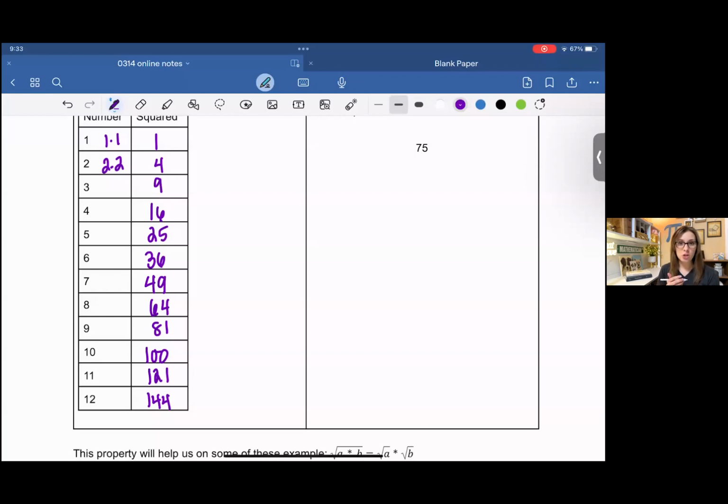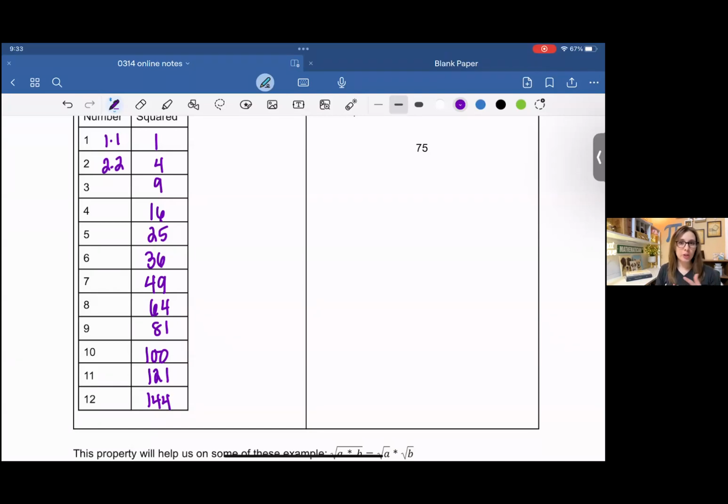And then the other method is prime factorization. And prime factorization just means that you take a number and you break it down into its prime factors. Prime means the number is only divisible by 1 and itself. So examples would be 2, 3, 5, 7, 11, and so on.